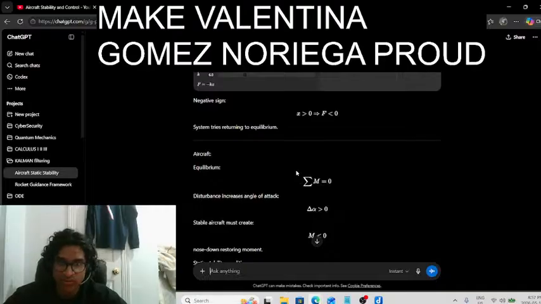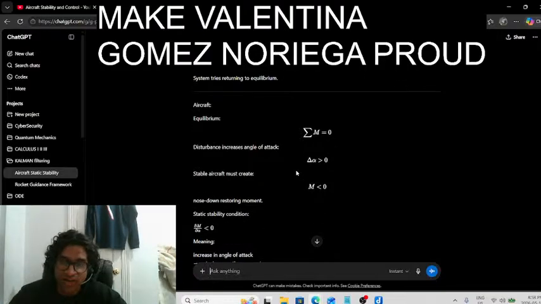And in an aircraft, equilibrium is that the summation of the pitching moment must be equal to 0. The disturbance will increase the angle of attack, the angle of attack being del alpha, which is greater than 0. And now because del alpha is greater than 0, you must make sure that the pitching moment is less than 0. You must have a negative pitching moment in which you are going to force the aircraft to have a stable aircraft, right?